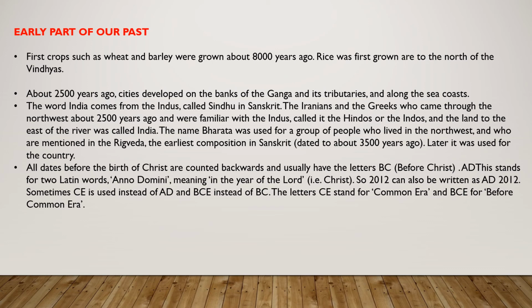So for example, 2012 can also be written as AD 2012. Sometimes CE is also used instead of AD, right? That is, BCE instead of BC. The letters CE stand for Common Era and BCE is Before Common Era. This is the early part of our past.